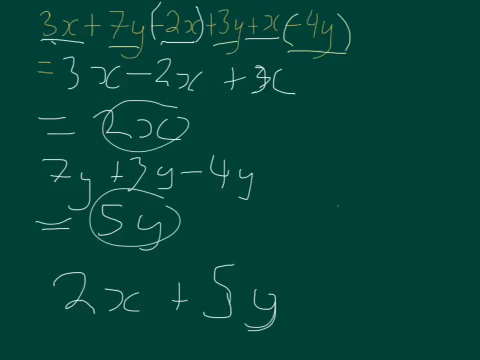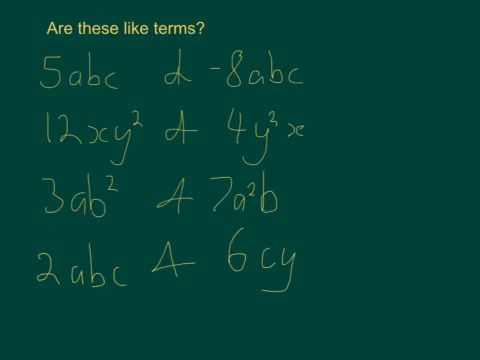Alright, let's look at the next thing. Okay, our question is, are these like terms? Let's go through and give them a tick or a cross. 5ab c and negative 8abc. Look, it doesn't matter whether it's positive or negative, that doesn't matter. The numbers at the front, it doesn't matter what it's multiplied by. Just the letters a, b, c, they're all there, therefore they're like.